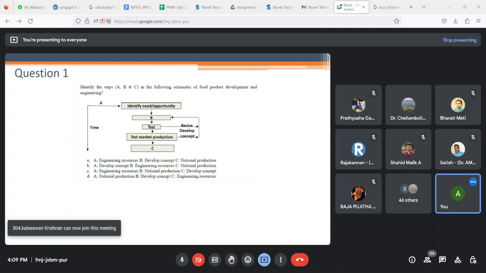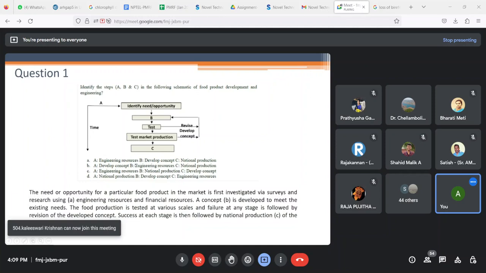At multiple scales, we make sure that the food product is developed according to the safety and quality standards. Once that is successful, we go to national production. So the need or opportunity for a particular food product in the market is first investigated using resources, which is A, and then we develop a concept to meet the needs, which is B, and C involves national production, after successful trials at various scales of food production.